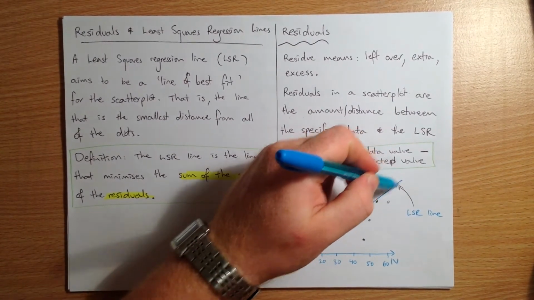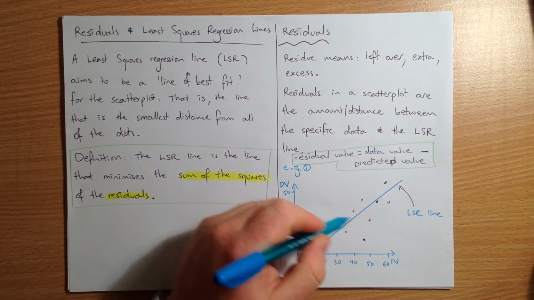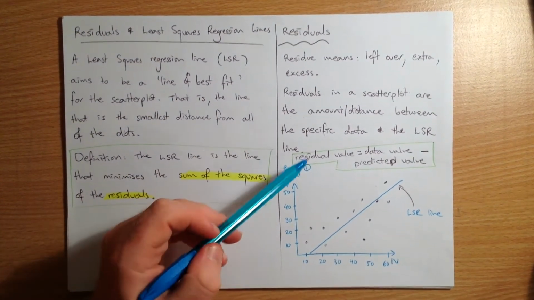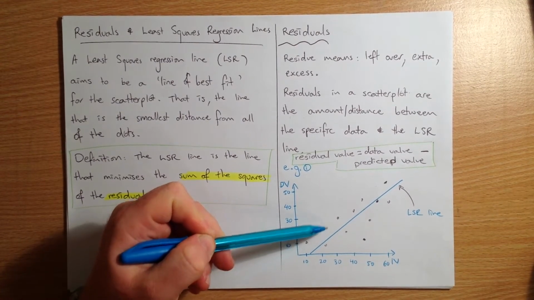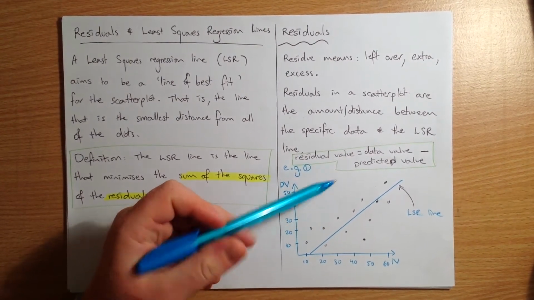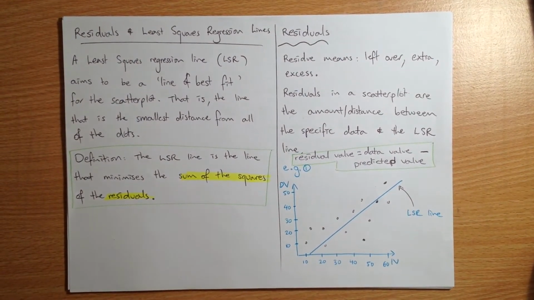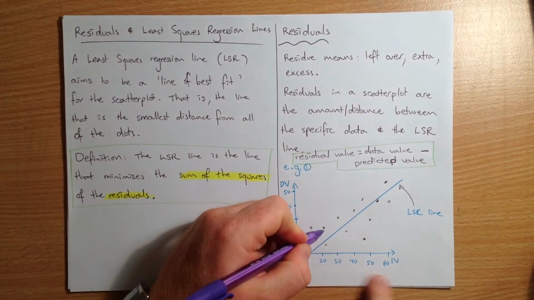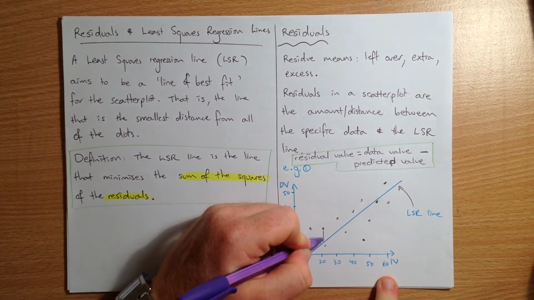So this line is like our approximation of the pattern, and these are the exact pieces of data that we got. So technical definition, our residual value, or the amount that's between the two things, is our data value minus whatever our predicted value is. So let's go over a few examples of that. I think that's the best way. So let's take this piece of data here. So we're looking for this amount of space here, and that'll be our residual value.